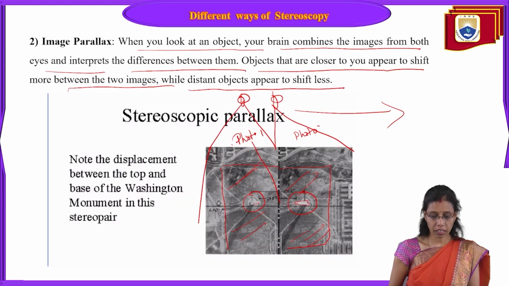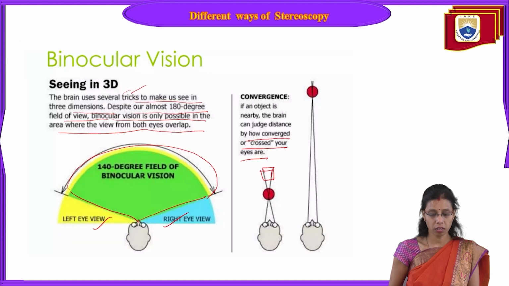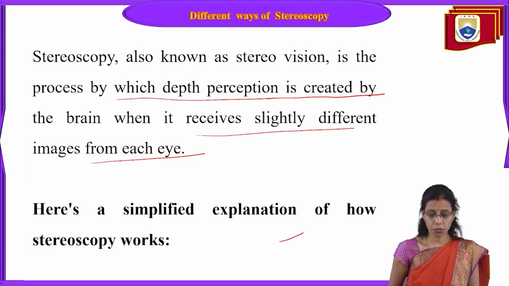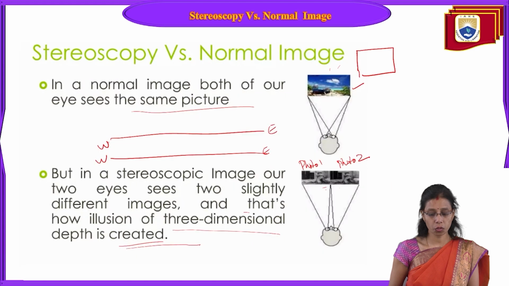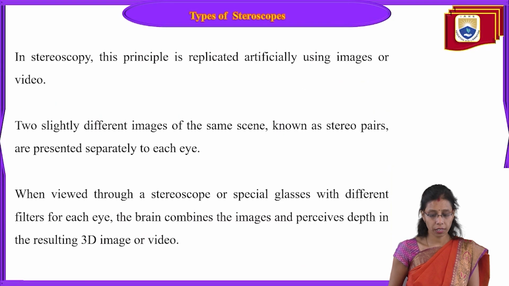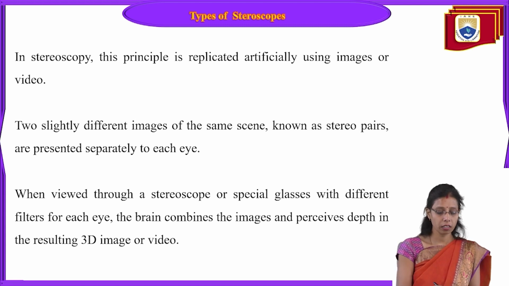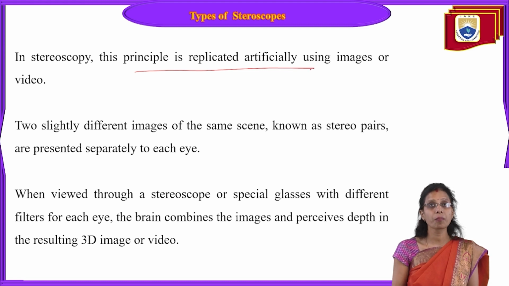So these are the three different ways we can get to know about stereoscopy. Now we have types of stereoscopes. Types of stereoscopes means we generally use stereoscopes for stereo vision. In stereoscopy, the principle is replicated artificially using images or video.